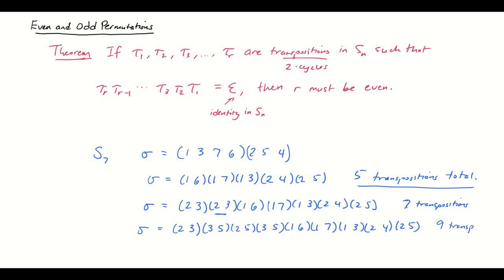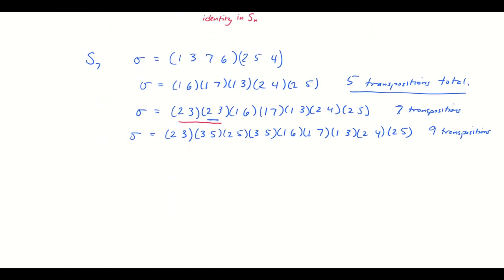And I think probably if we try to write sigma as a product of fewer than 5 transpositions, we're going to be out of luck. But we seem to be able to rewrite sigma as a product of 7 or 9 transpositions, and really by tacking on meaningless pairs of identical transpositions like this one, we could get 7, 9, 11, 13, and so on. We could get any odd number greater than or equal to 5. But we'll never get an even number, and that's a claim I'm making. I'm claiming that we can never write the sigma named above as a product of an even number of transpositions, no matter how long.